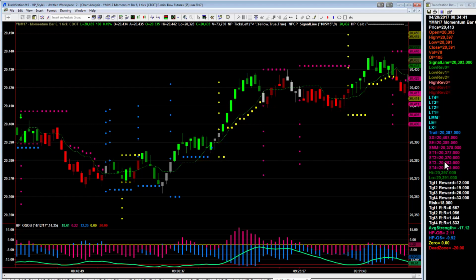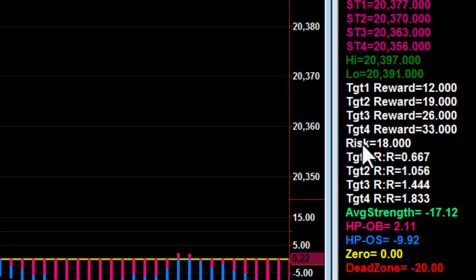Notice also on our information panel here, the risk was 18 points at $5 a point. I mean, to me, that's acceptable. The middle target was 19 points. That's worth it.